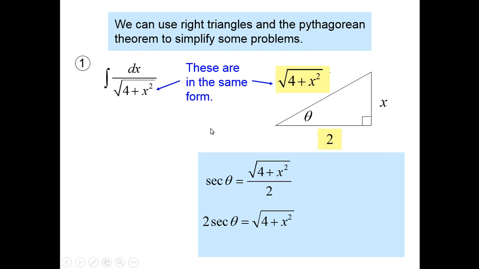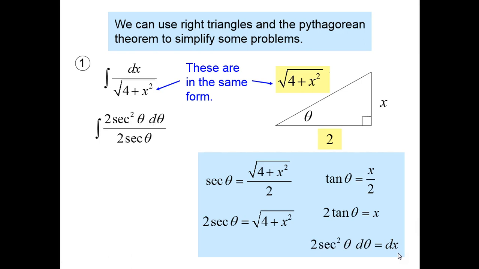So the way we're going to do that is we're going to come up with an expression for just x. Think about, in this triangle, if I wanted an expression in terms of x, which trig function would be easiest to do that with? Notice that tangent theta is opposite over adjacent, which means that 2 tan theta is equal to x. Now in the integrand, I want dx, not just x. So what we're going to do is we're going to take the derivative of this expression. So the left side becomes 2 secant squared theta d theta. The right side just becomes dx.